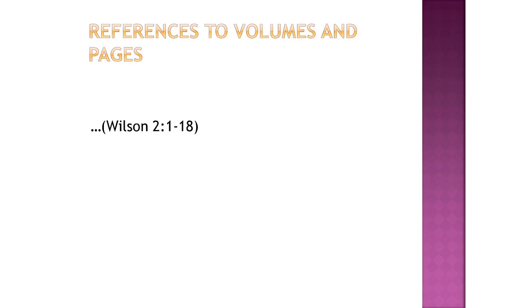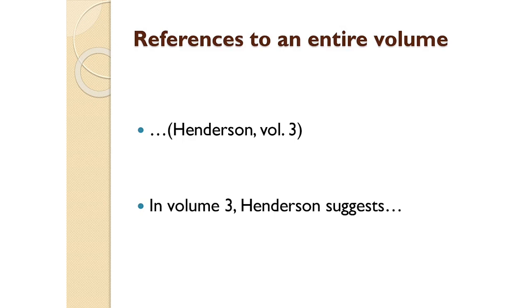You can also decide to reference an entire volume. In that case, all you need to do is to do your quotation. After saying what you need to say, open a bracket, put the author's name and the volume number. Or you can even decide to mention the volume and the author's name before saying what the person said. In that case, you can say something like, in volume 3, Anderson suggests, and say whatever you want to say from the work you are quoting from. So that's how to do that.